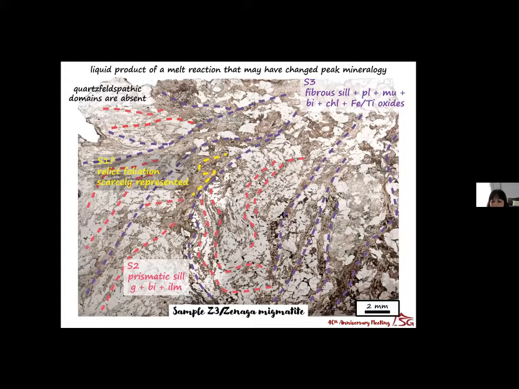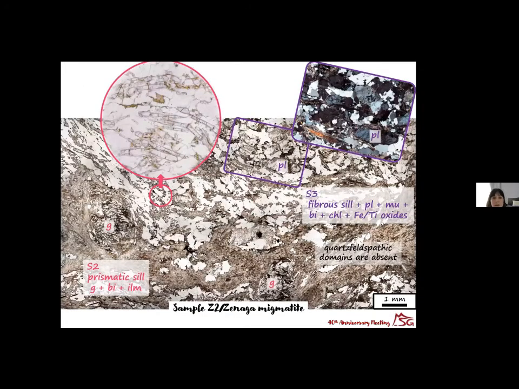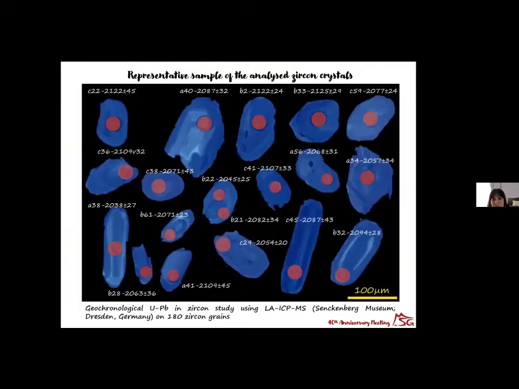In these more detailed images, we can see the shape of the prismatic sillimanites together with garnet, biotite and ilmenite. And the third foliation is mainly composed of this fibrolitic sillimanite surrounding also the prismatic ones, and plagioclase together with muscovite, biotite, and other minerals. And what we can also see in these images is that the typical quartzo-feldspathic domains are absent.